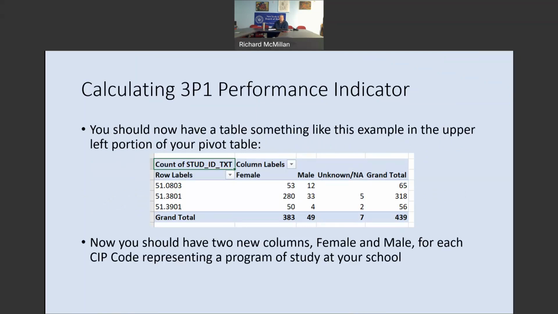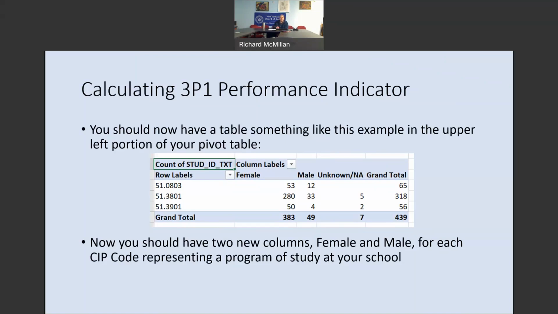You should now have a table of something like this, example, in the upper left portion of your pivot table. If you notice, I have a sample table laid out. You should now have two new columns, female and male, and also potentially unknown NA and grand total for each zip code representing a program of study at your school. So just for example, for the zip code, program of study represented by zip code 51.0803, it appears there are 53 female and 12 male students.